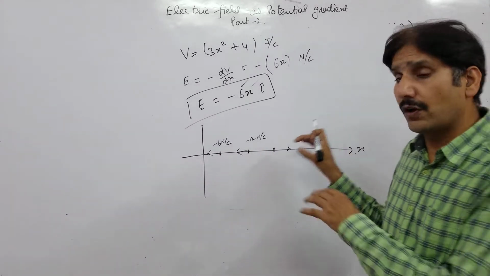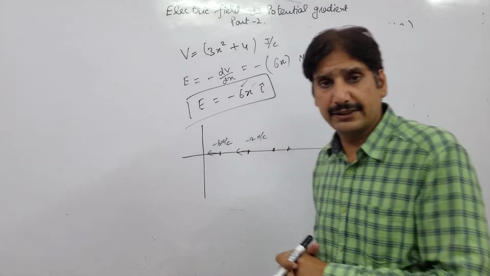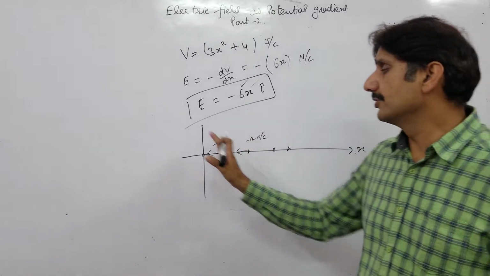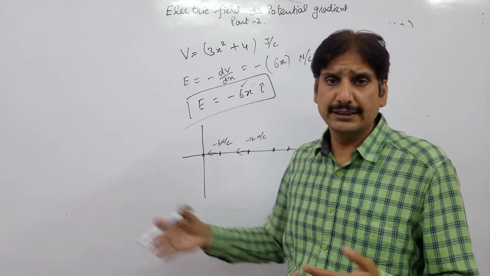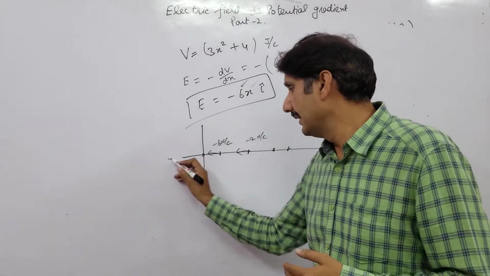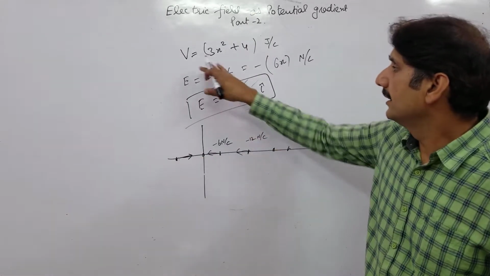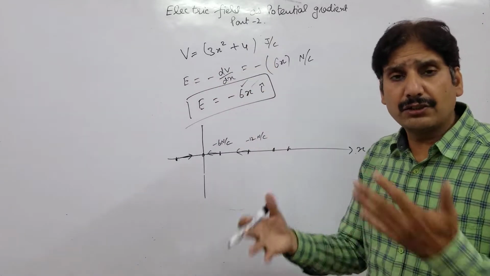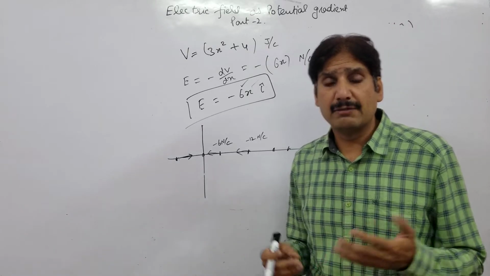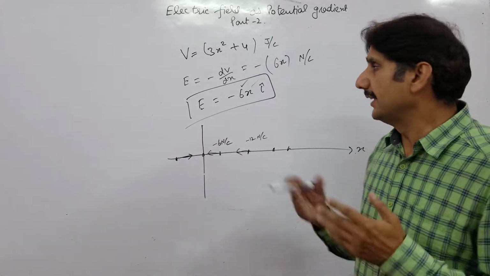So electric field is stronger as you go away from origin along x-axis, hence weaker near the origin. At x equal to 0, the electric field will be 0. And as you go to the other side, as you put x equal to minus 1, the electric field will become positive. That means it will be pointing towards the positive direction. So just by knowing the expression for potential, a lot of information about the field can be extracted out of it: about the magnitude of field, about its uniformity or non-uniformity, about its directions, etc. Let's do one more question.